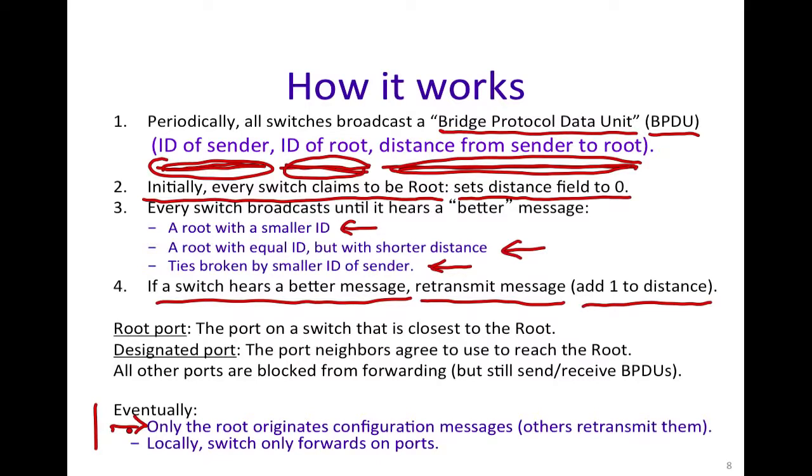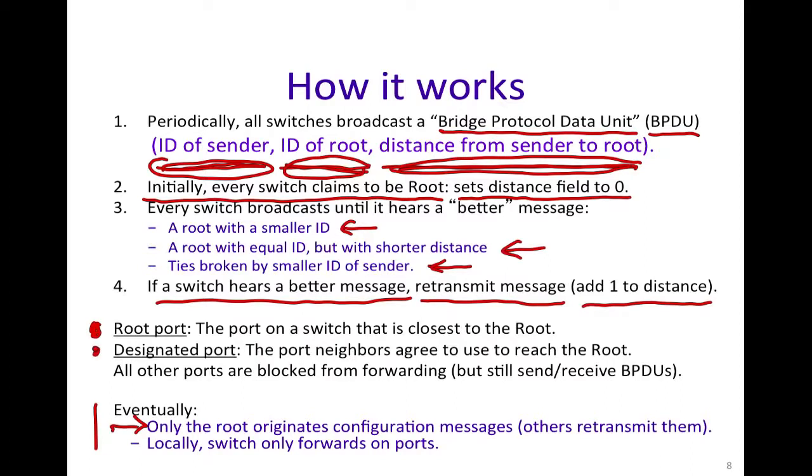So the root port is picked on every switch. It's the port on a switch that is closest to the root. In other words, it's the one through which the BPDU was heard that gave it that shortest distance to the root. So that's a nice and easy thing to figure out. And that will be the one through which it forwards messages to the root or receives them from the root. Not only the BPDUs, but also the forwarded packets.